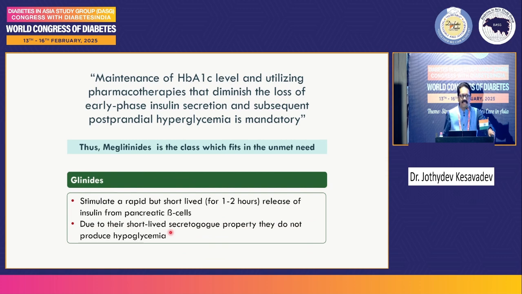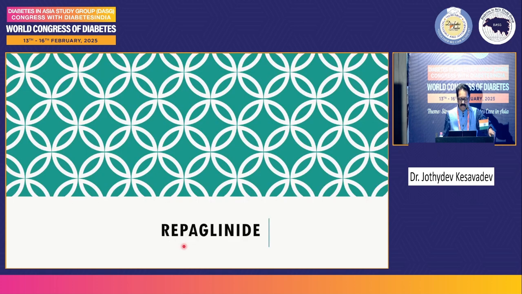USFDA approval was in 1997 or so. It was discovered in the late 1980s. And look at the specifics. Some unique properties are there which are so different from glimepiride or glibenclamide, so different from the other class of sulfonylureas.